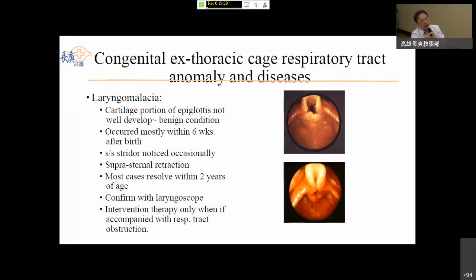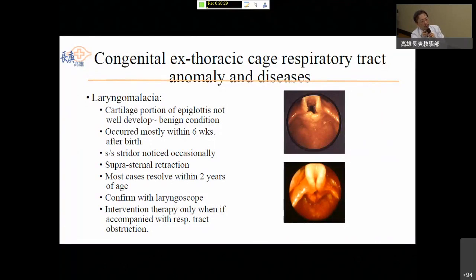And besides that, we can also observe there is a suprasternal retraction, okay? When you see their suprasternal area, when the baby breathes, they might have some retractions, okay? In most of the cases, it will spontaneously resolve within 2 years of age, okay? Mostly. But when the child has some growth retardation problems, we have to think, could it be a problem caused by this laryngomalacia? Or is there any underlying disease that causes a presentation like laryngomalacia, but it is not actually laryngomalacia?